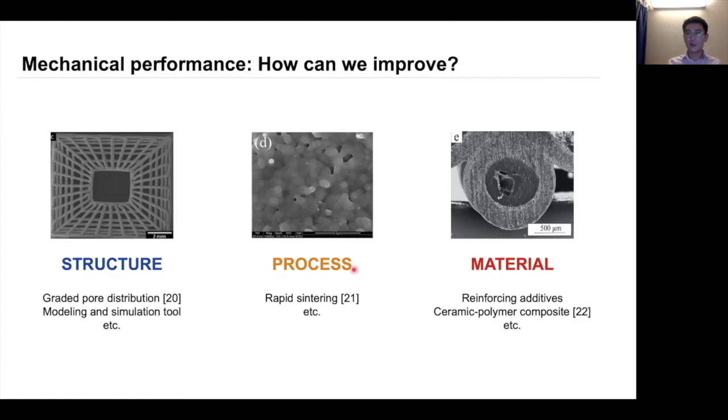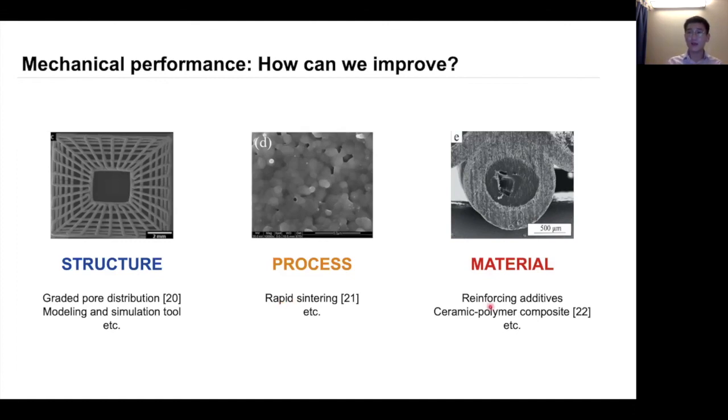Next comes the process. If you still remember, sintering is one of the post-processing steps where the scaffold gains great densification as well as mechanical strength. And if we were to use different sintering techniques or control the sintering parameters, we might see higher densification or finer grains that can help us improve the mechanical strength of these scaffolds.